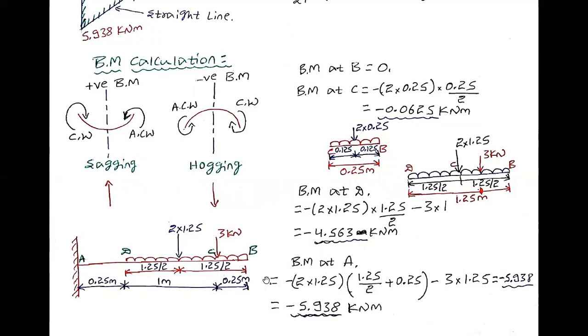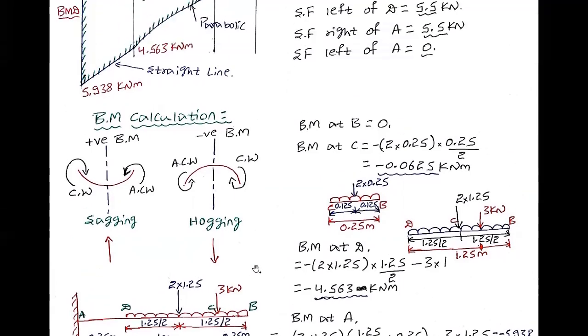It is acting clockwise. And one more load is there. 3 kilonewton is acting on the right side. 3 multiplied by perpendicular distance up to A. 3 into distance, it is 1 meter plus 0.25, 3 into 1.25. On the right side it is acting in clockwise direction. Take it as negative, or from the layman's method, if it is acting downward, take it as minus. Minus 3 into 1.25, you will get it as minus 5.938 kilonewton meter.